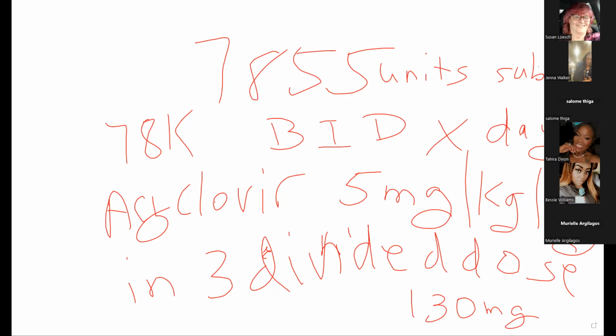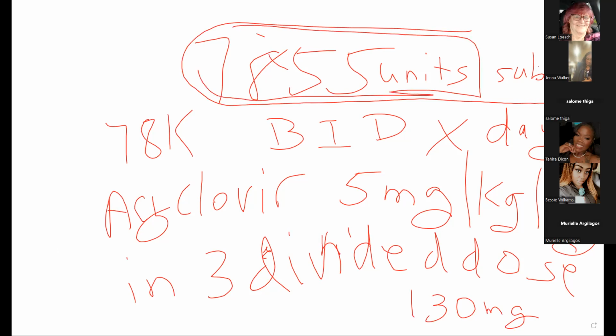3 divided doses. For this one here, this is just a single dose, okay? Because it doesn't say per day. It says you're going to give this amount twice a day. Does that make more sense?